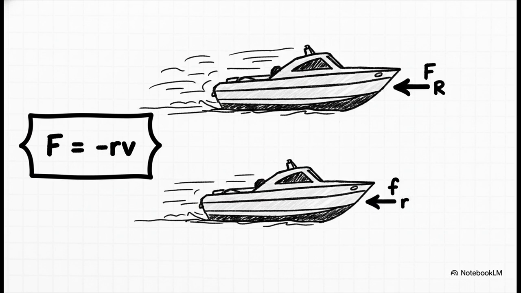So the problem itself gives us a massive hint. It says we should assume the only force that matters is the resistance from the water. And here's the really important part. This isn't your standard simple friction. The problem states that this drag force is directly proportional to the boat's velocity. And that makes sense, right? The faster you try to push through water, the harder it pushes back on you. That relationship is the key to this whole thing.